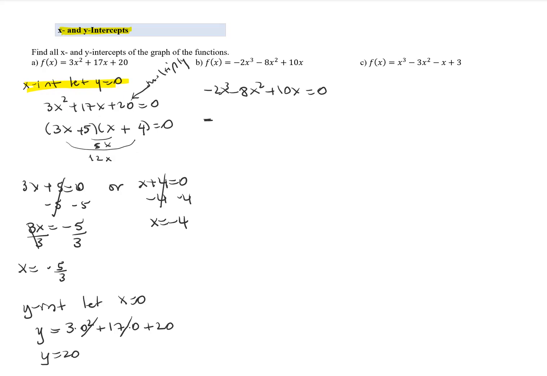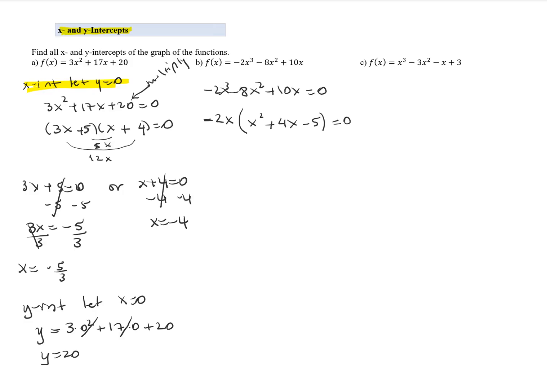So factoring out negative 2x, inside the parentheses I will get x squared from the first term, plus 4x, because if I multiply negative 2x times 4x, negative 2 times 4 is negative 8, x times x is x squared. And then when we factor out negative 2x out of 10x, I will get negative 5. So that if I multiply through, negative 2 times negative 5 is positive 10, and then the x.